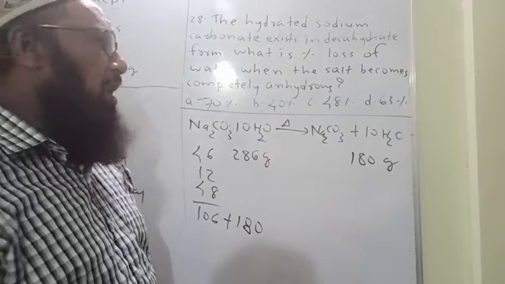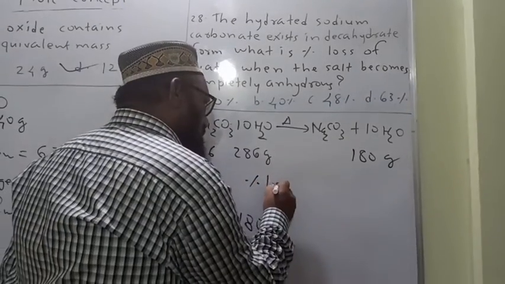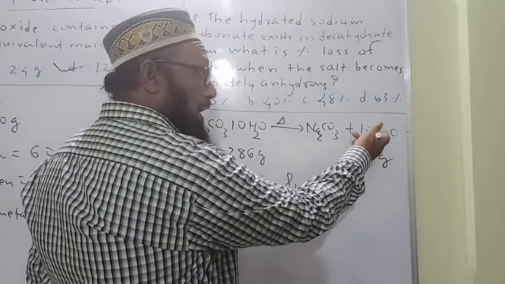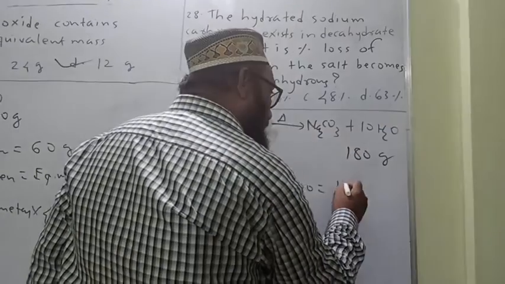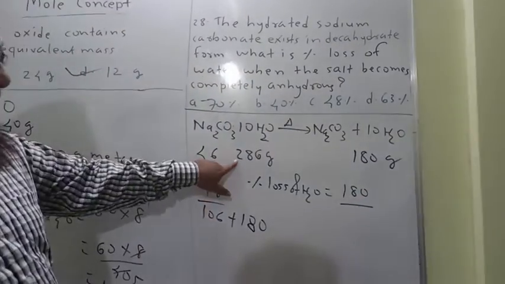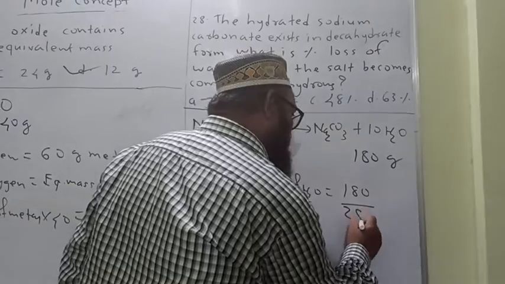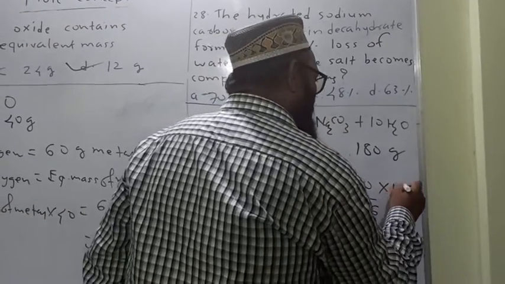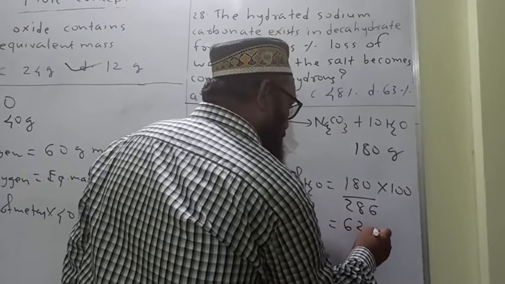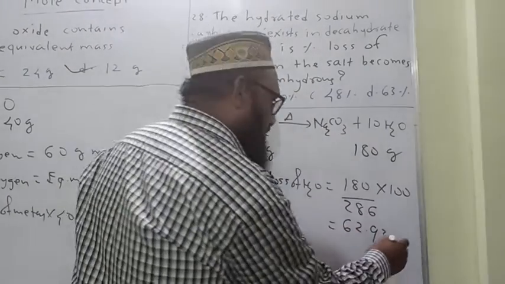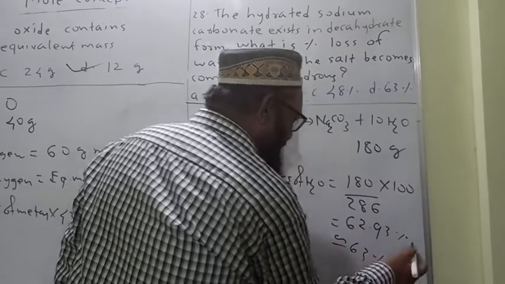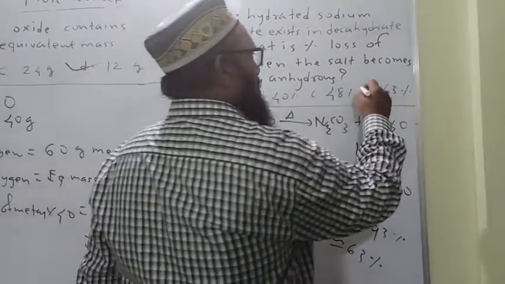Percentage form mein nikalna hai. Percentage loss of water is equal to how many water loss? 10 mole water loss means 180 gram of water loss. What is the total weight? Here 286 into 100. This comes to 62.93%, nearly equal to 63%. Option is D.